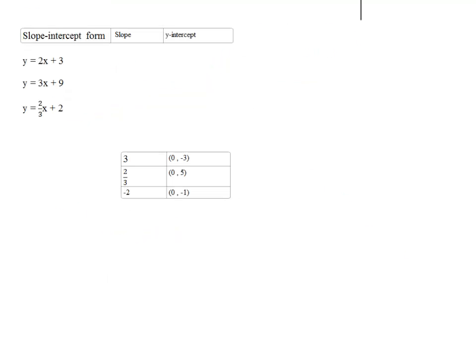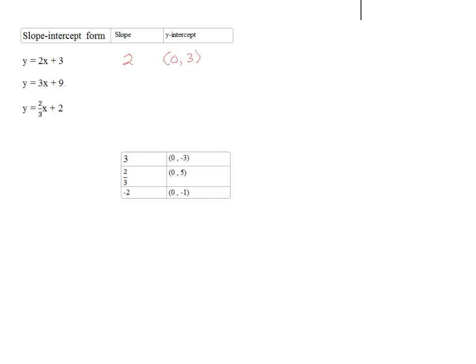Now we're going to do just a couple examples to show you how you could get your slope and your y-intercept from the slope intercept form. So remember, your slope is the coefficient in front of your x variable. In this case, it would be 2. So our slope for this one would be 2. And the y-intercept is your b, which in this case would be 3. And remember, x is always 0 at the y-intercept. So we would write it (0, 3).